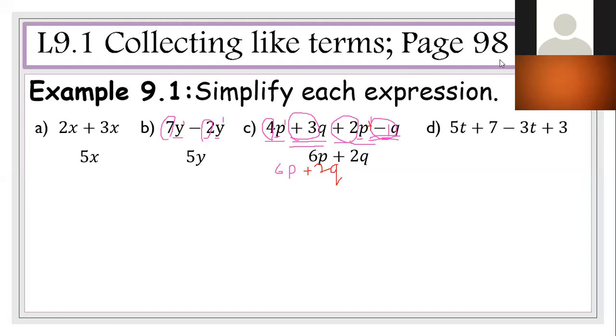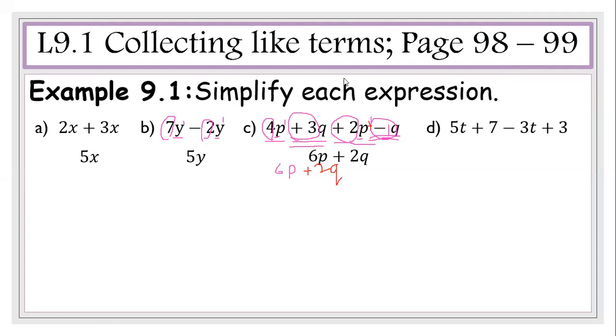Let's move to the last one. Who can do the last one? Let's check. Can you do the last one? 5t plus 7 minus 3t plus 3. Mm-hmm. 5t, we'll subtract from it 3t. Excellent job. So it will be what? 2t. Then 7 minus 3 plus 3.